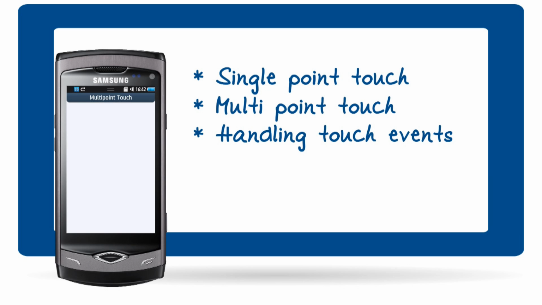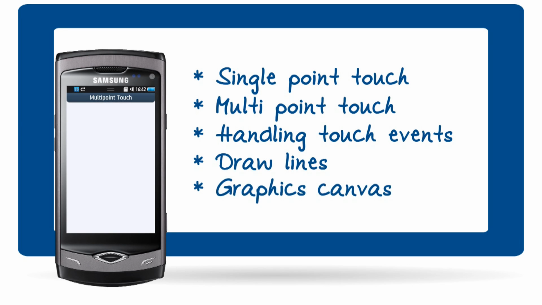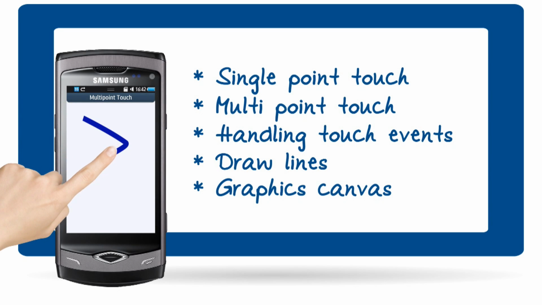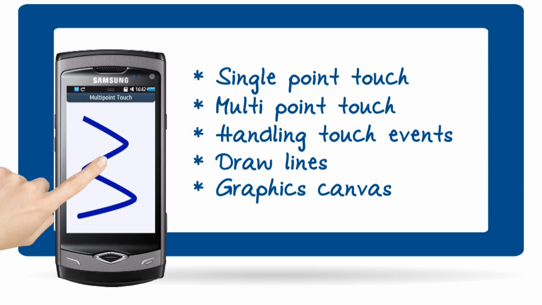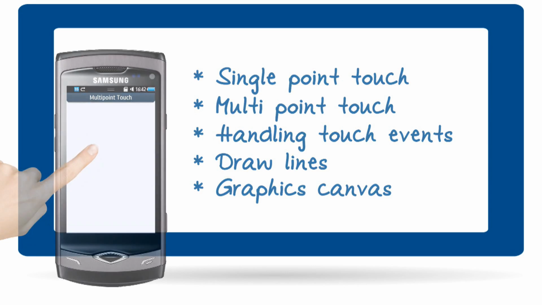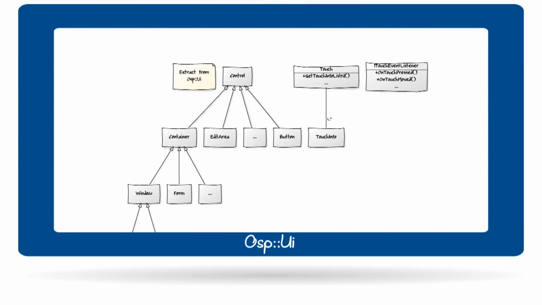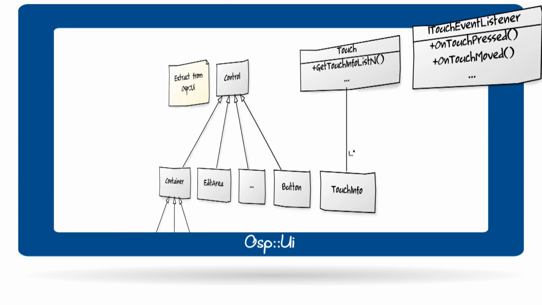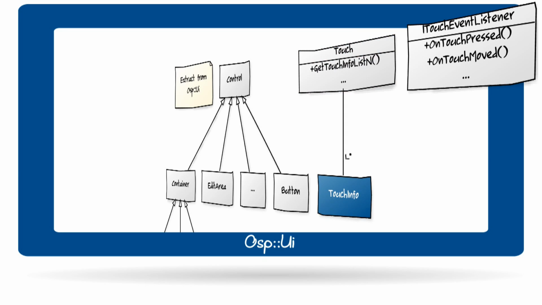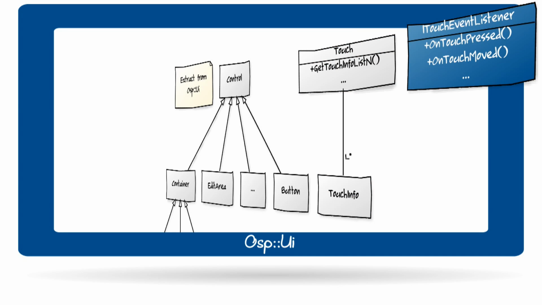The touchscreen input is handled by the application and will be used to draw lines on a graphics canvas. A line will be drawn following the motion of a user's touch input, and a double tap is used to clear the canvas. In this example, we principally make use of two namespaces, OSP UI and OSP Graphics. From the UI namespace, the classes that are most useful are Touch, Touch Info, and the interface ITouchEventListener.